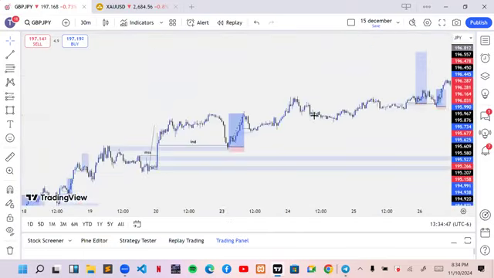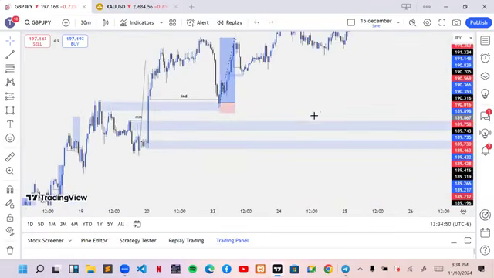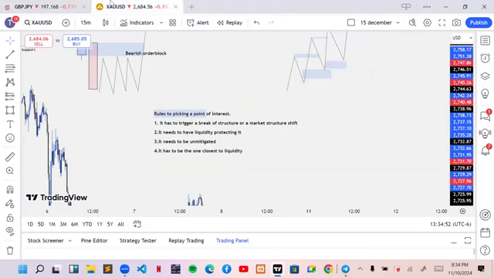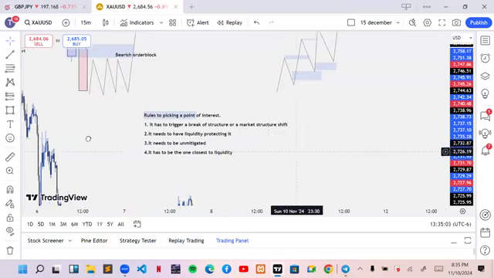So the main thing is now knowing how to pick your point of interest, knowing which one to pick. So the first rule says it has to trigger a break of structure or a market structure shift. Second rule says it needs to have liquidity protecting it. Third rule now says it needs to be unmitigated. Fourth rule says it has to be the one closest to liquidity.